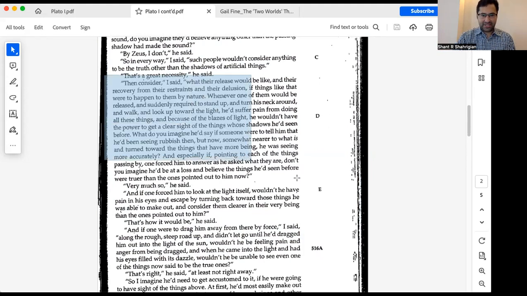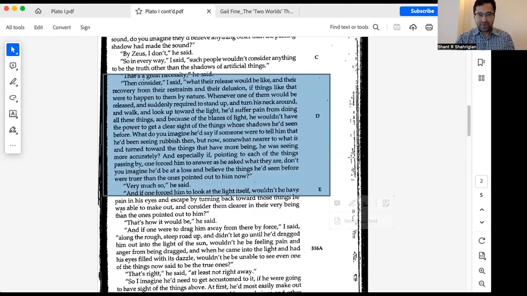Then consider, Socrates says, what their release would be like and their recovery from their restraints and their delusion if things like that were to happen to them by nature, if that's what really unfolded. Whenever one of them would be released and suddenly required to stand up and turn his neck around and walk and look upward toward the light, he'd suffer from pain from doing all these things. And because of the blazes of light, he wouldn't have the power to get a clear sight of the things whose shadows he'd seen before. What do you imagine he'd say if someone were to tell him that he'd been seeing rubbish then, but now, somewhat nearer to what is and turned toward the things that have more being, he was seeing more accurately?